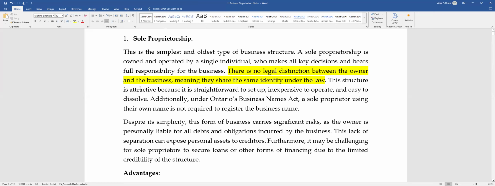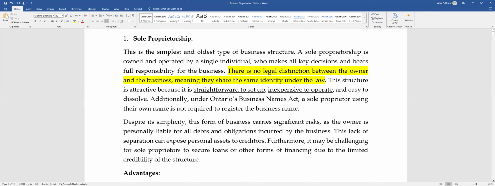This structure is attractive because it is straightforward and easy to set up, with no need to depend on anyone else. It is inexpensive to operate as well, because there is no hassle of incorporation and taxation is not high. For many reasons it is very inexpensive compared to a partnership, and the difference is even greater compared to a corporation. And it is easy to dissolve also. They are their own boss and can close the shop whenever they want.